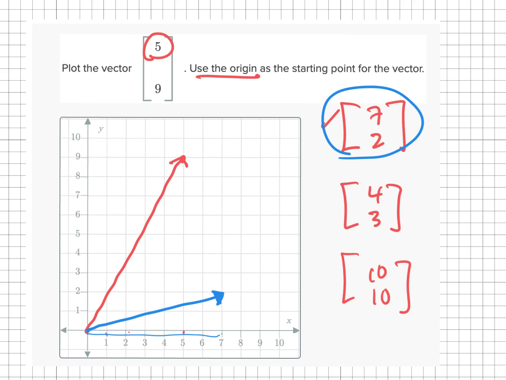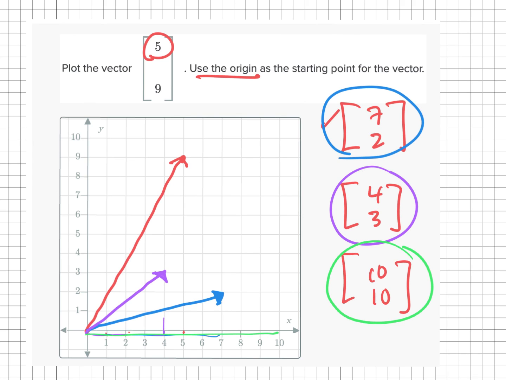Okay, let's go for the next one. Let's try this one. 4 and 3. It says 4, so 4 from the 0, 4, and then it goes up 3. So that vector is going to be there. Last but not the least, 10, 10. From there 10, then up the 10. My 10 is somewhere here, so that's going to be my 10, 10. So this is how easy it is. I hope you understand this very well.